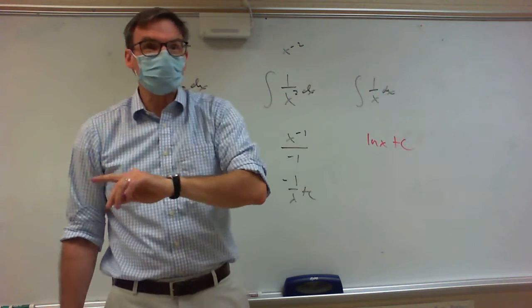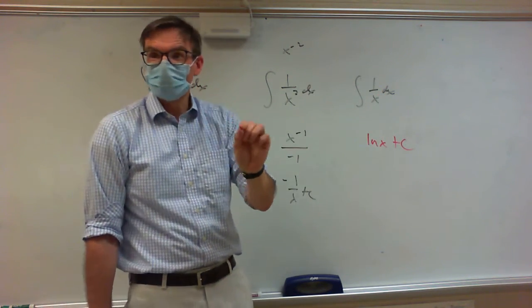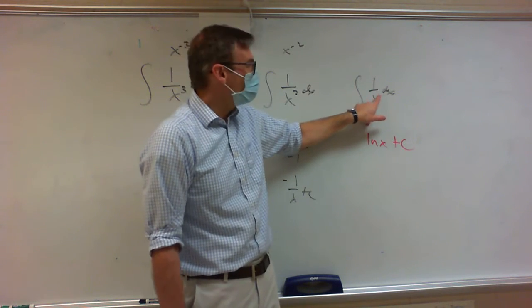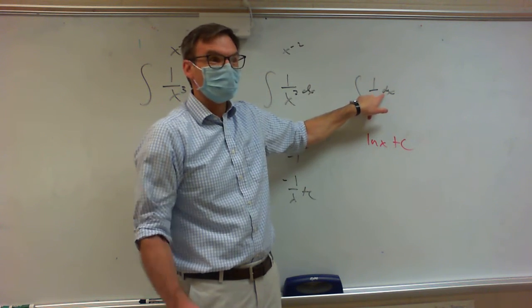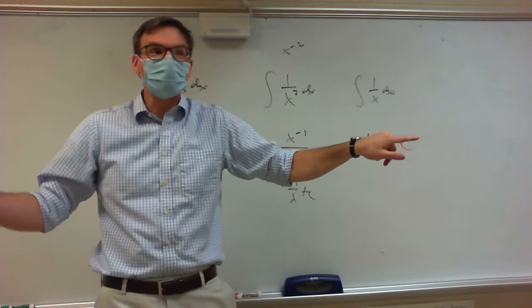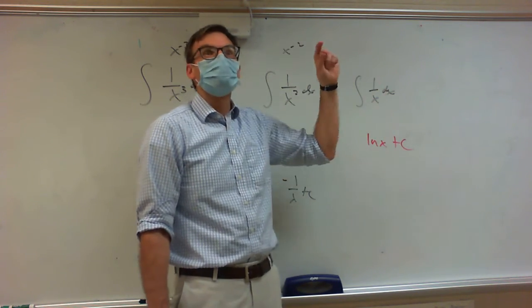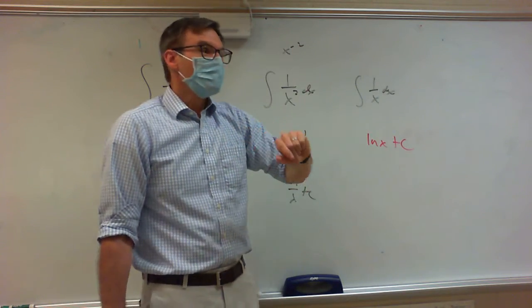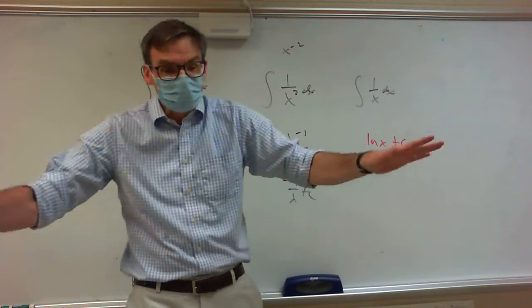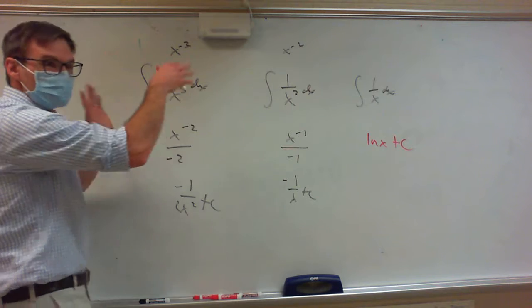Now, there are some clues. This is the clue. Anytime you have something to the first power in the bottom, you need to think, my guess is going to be natural log. If you see something in the bottom to anything other than the first power, then you can approach it like we've been doing.